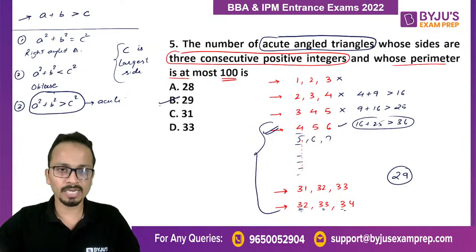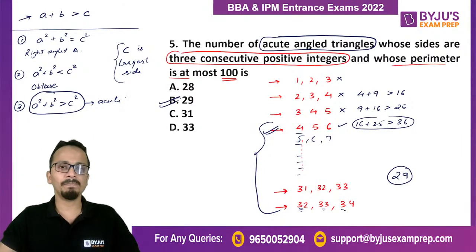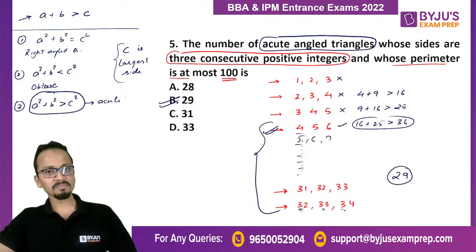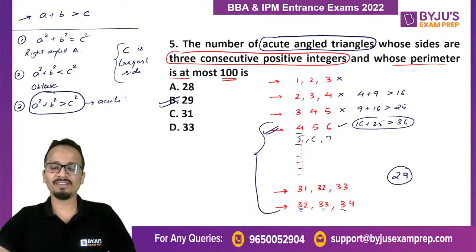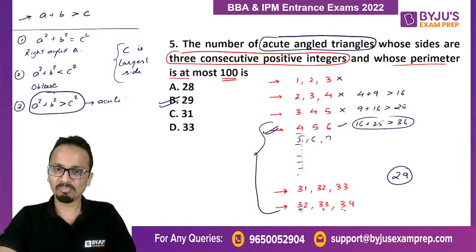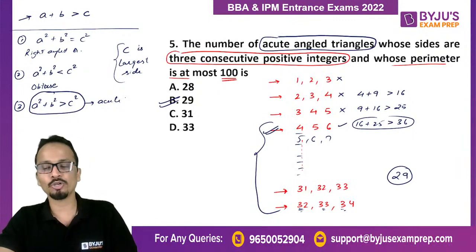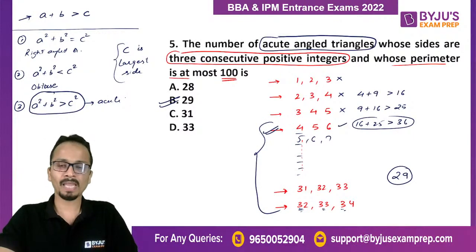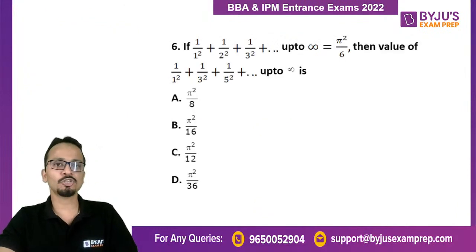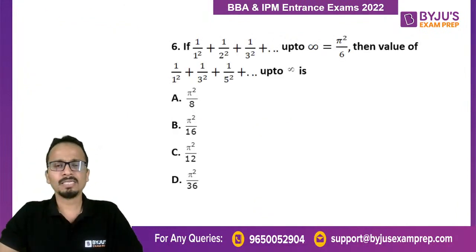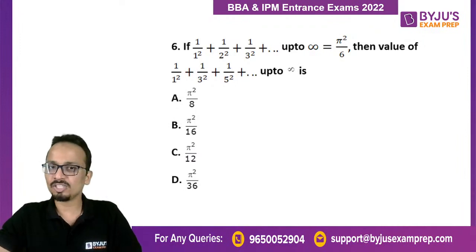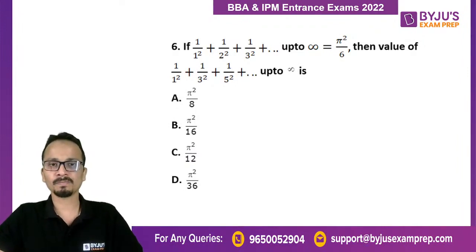So the correct answer will be option B. Definitely on a higher difficulty level side. But these are some good questions that I've selected for all of you. Let's move ahead and look at the next question. Question number 6. An easy one. It's just that you need to have the courage to attempt this question.